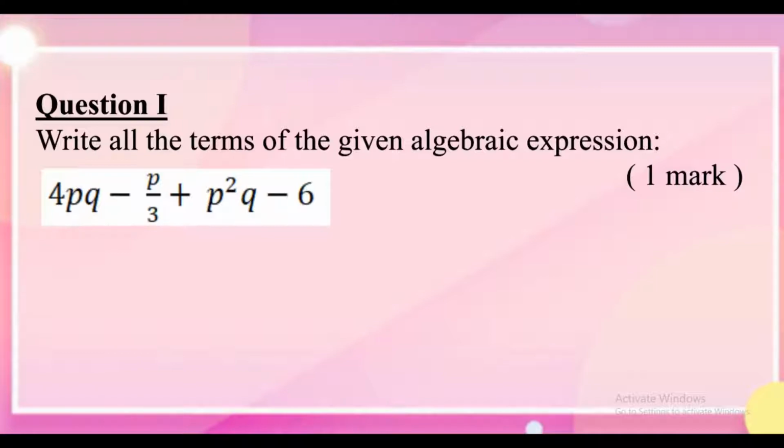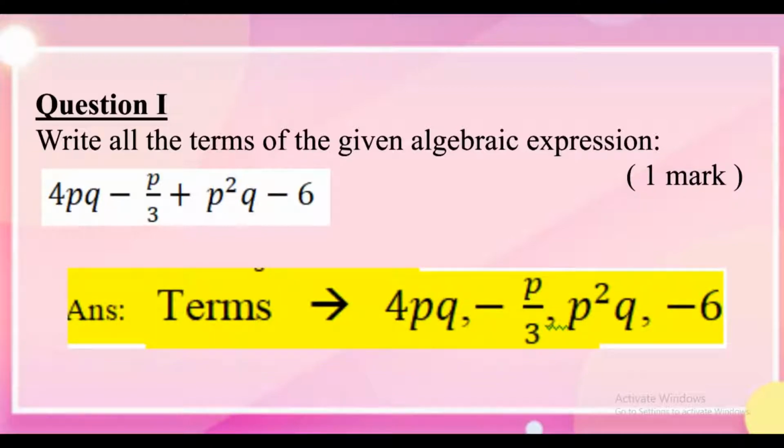Here you can see that there are 4 terms for this algebraic expression and they are 4pq, minus p by 3, p square q and minus 6. This question carries 1 mark. There are 4 terms and each of the terms carries 1 by 4 marks.